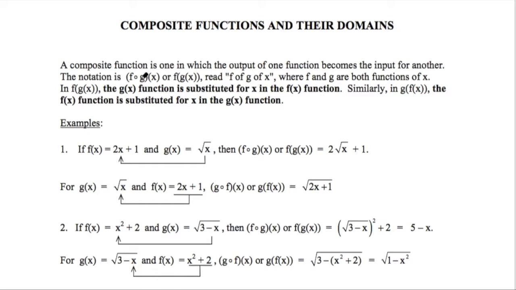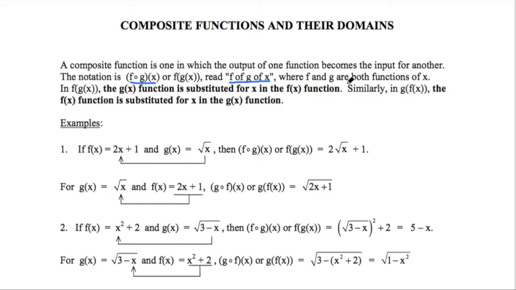So the definition of a composite function is when the output of one function becomes the input of another. There's two important notations here. One looks like the word "fog." Sometimes you'll hear mathematicians call it "fog of x," but it's really read f of g of x. It might be written with this little circle, or it might be written like this: f open parentheses g open parentheses x, and we close both parentheses. We would read that either way as f of g of x.